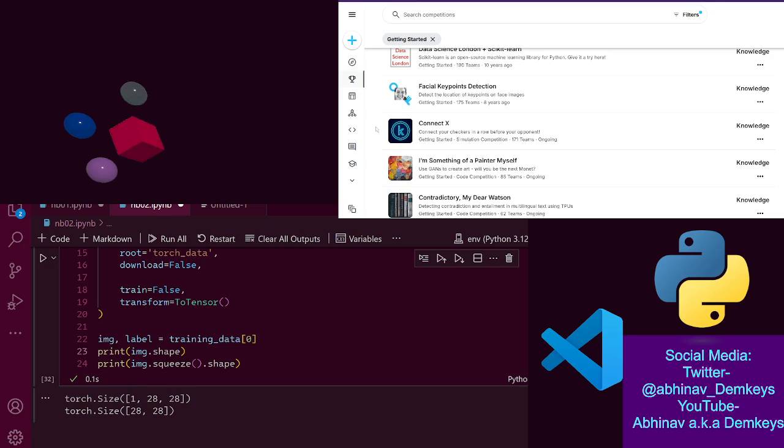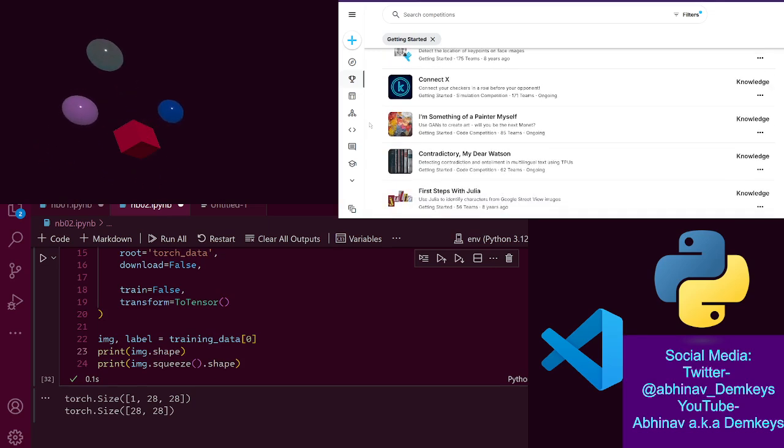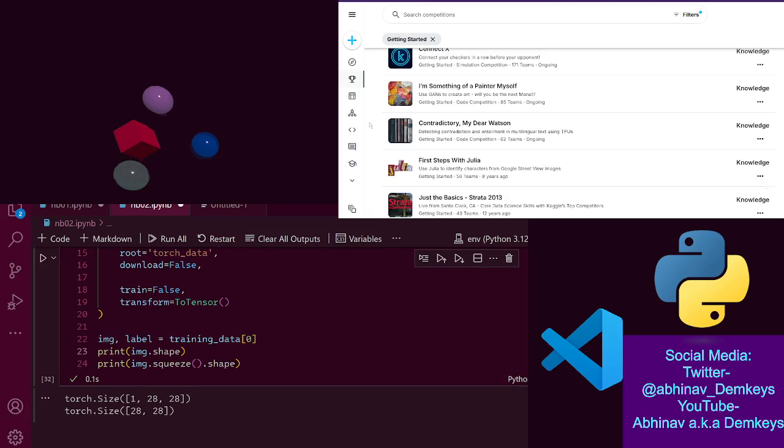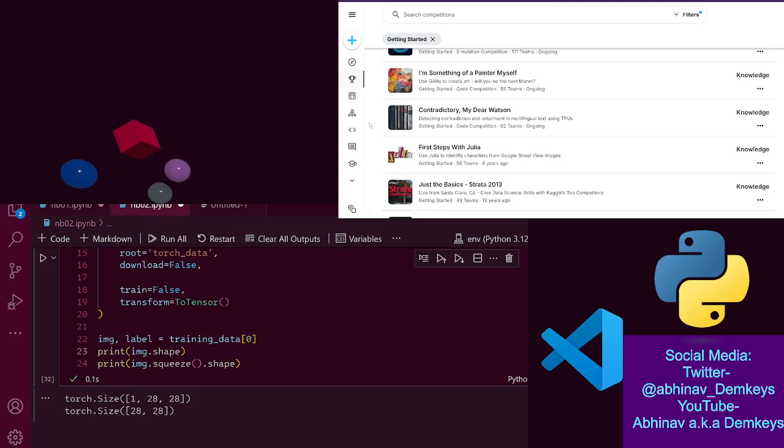Connect your checkers in a row before your opponent. Use GANs to create art. Will you be the next Monet? Okay. Contradictory, my dear Watson. Detecting contradiction and entailment in multilingual text using TPUs.